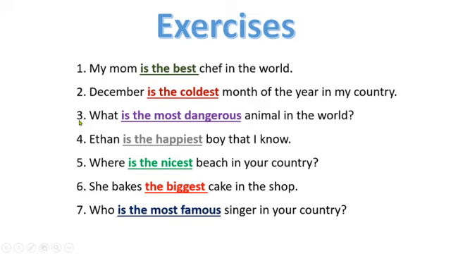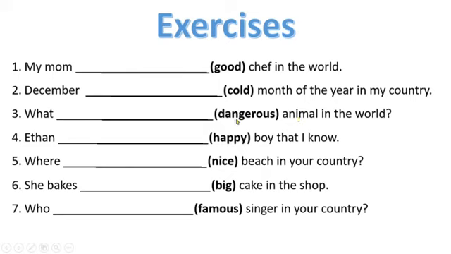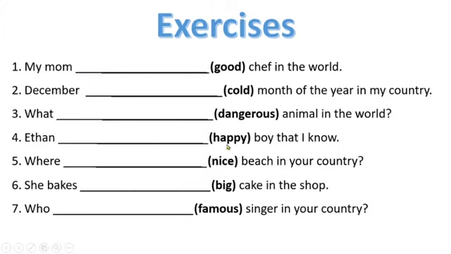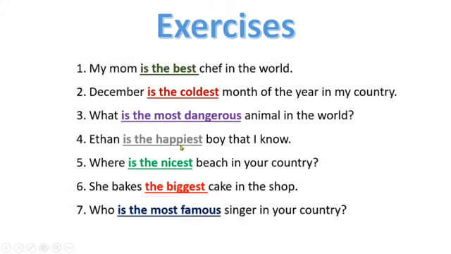Number 3 is a question. What is the most dangerous animal in the world? So you have dangerous. It has 3 syllables. That's why we use the structure with long adjectives. What is the most dangerous animal in the world? Number 4. Ethan is the happiest boy that I know. Happy ends with y. What happens with the adjectives with y? We change them into iest. Ethan is the happiest boy that I know.